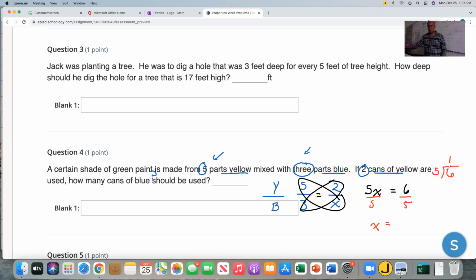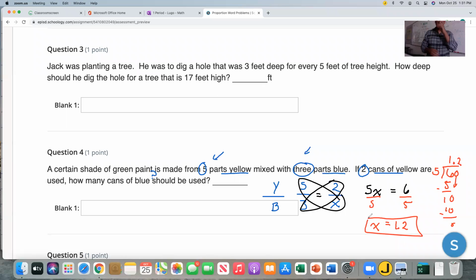5 goes into 6 one time. Remainder of 1. To continue, we put a decimal, bring down a 0. 5 goes into 10 twice. Ladies and gentlemen, if we have 2 cans of yellow, we need 1 and 2/10 cans of blue to make the green shade. It is the exact same process for all of these.